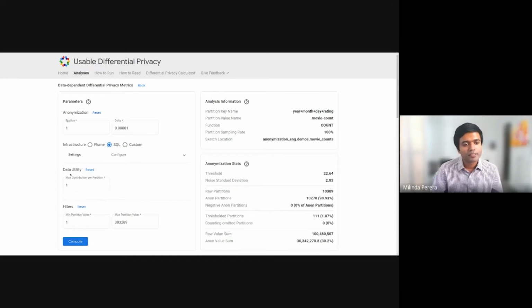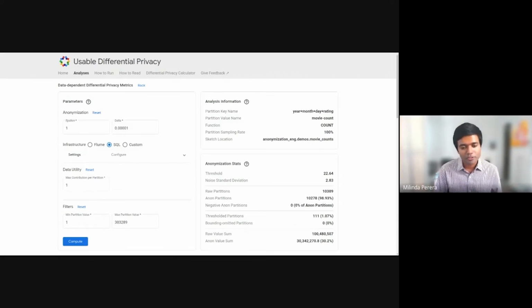Next section is about data utility parameters, also known as sensitivity parameters. These parameters control how much effect any given user can have in the data, right? The more effect a user has, the more noise we have to add to hide that much change in the data, right? The last set of parameters here are called filters.